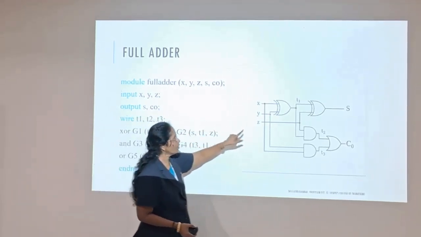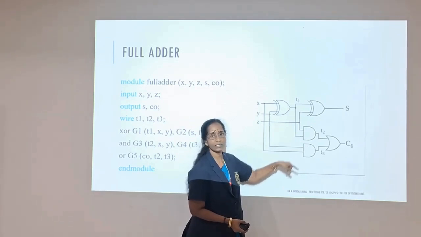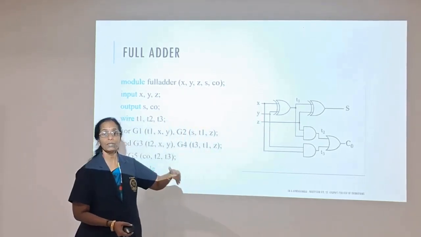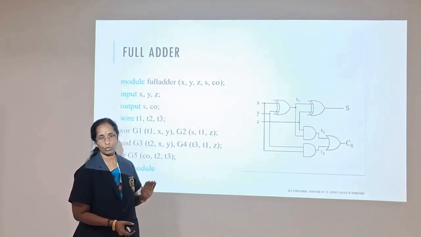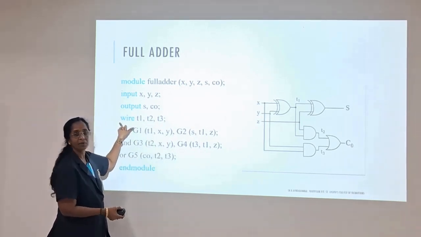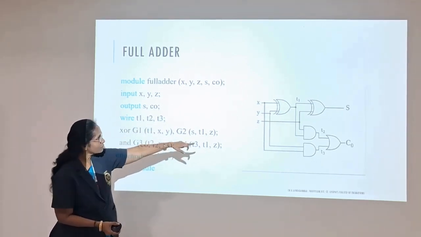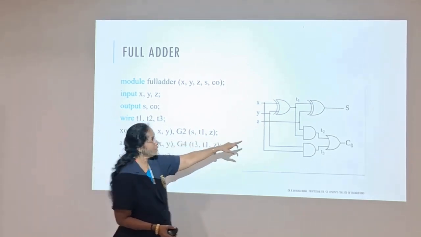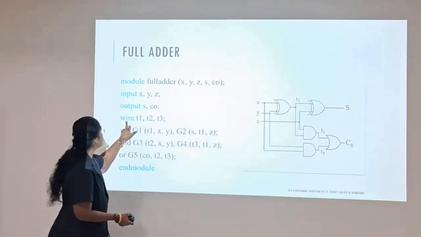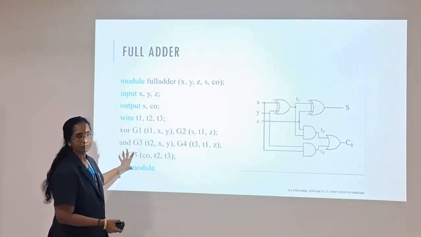But when you observe the circuit, we have 3 intermediate results, T1, T2 and T3. These are not the final outputs, so they will be stored in temporary variables. Apart from input and output, you have temporary variables, which are represented by the term wire. Wire is a temporary variable. In this circuit, we require 3 intermediate values, therefore wire T1, T2, T3.